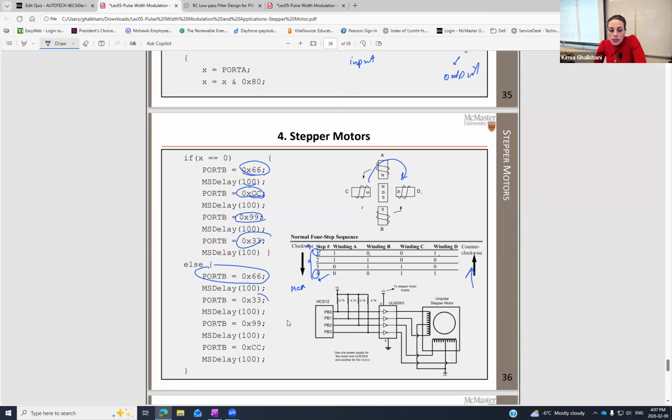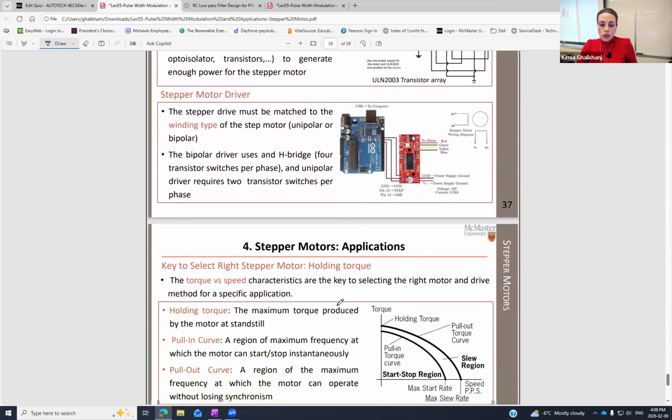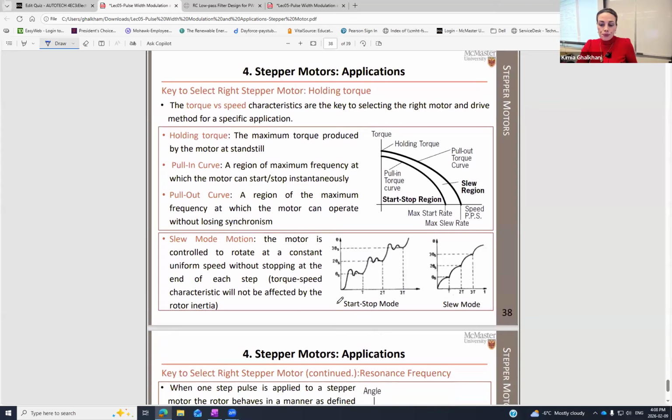Everything is the same, the delay is the same, but just the port is commanded backward. In here, first it is 66, right? And then you stop at 33. But now you say 66, 33, 99, and then CC. You just command it backward. And that's how you can have both clockwise and counterclockwise in your stepper motor. This is exactly what we are going to practice inside the lab.